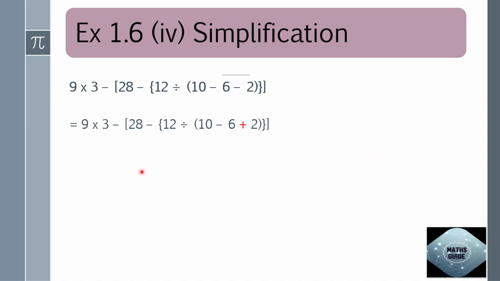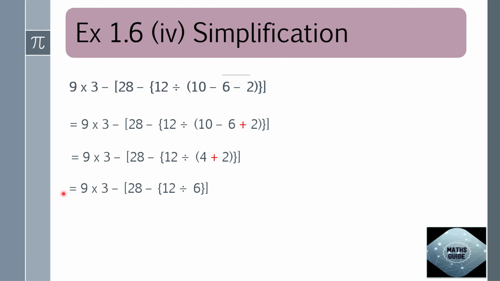Okay, now it has become a simple question. Now in this round bracket we have symbols of addition and subtraction, so we will move from left to right. So we will subtract 6 from 10 first, and our next step will be 4 plus 2. Now when 4 is added to 2 we have 6. Now the round bracket has been resolved and now we have a curly bracket, and within that we have 12 divided by 6 and the answer is 2.